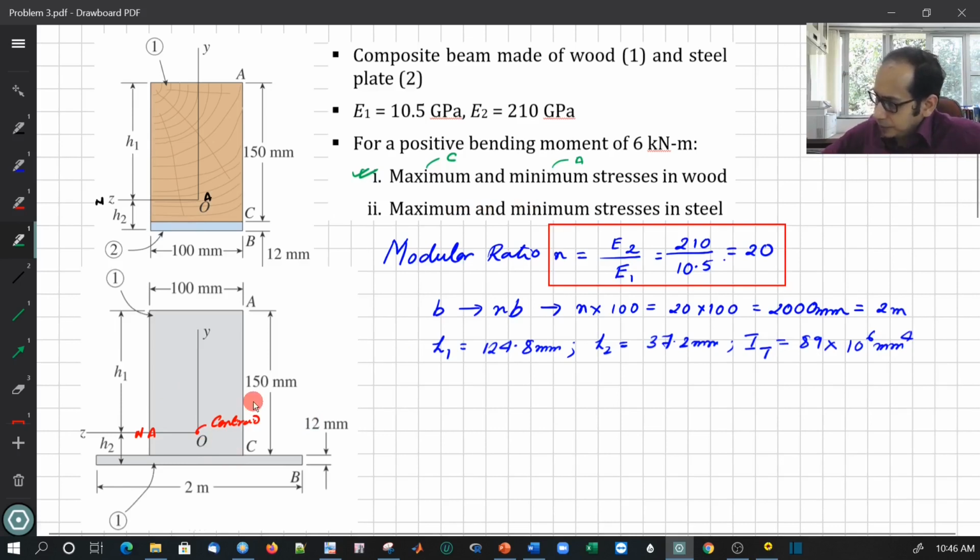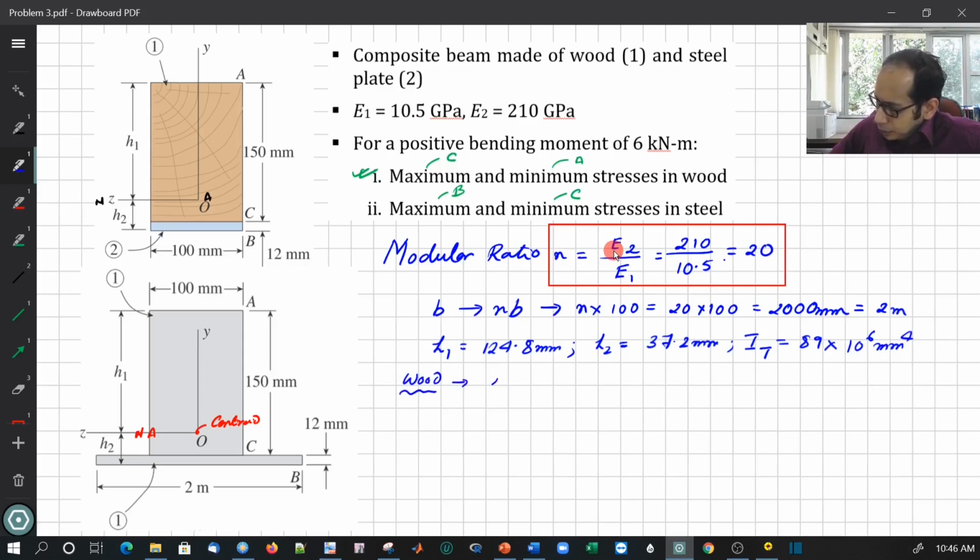So it is going to happen at C, and the maximum tensile stress is going to happen at the bottommost interface. So that is at B over here. So let's go ahead and calculate that.